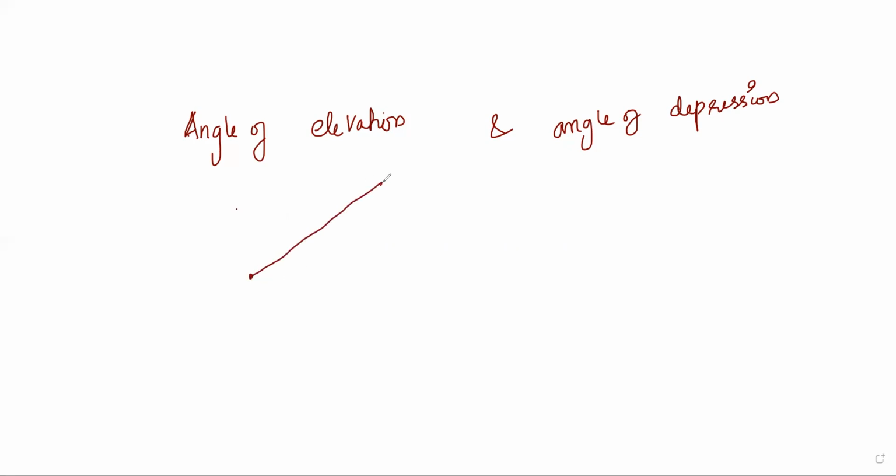A person is looking at some height, suppose this is some height, and a person is observing from this level. Then this line is known as line of sight. From where you are looking, the line joining the point that you look at and from where you are looking, that is line of sight. Now, if we complete this, we'll get a triangle, isn't it? The person's eyes are here, and the person is looking at this point.